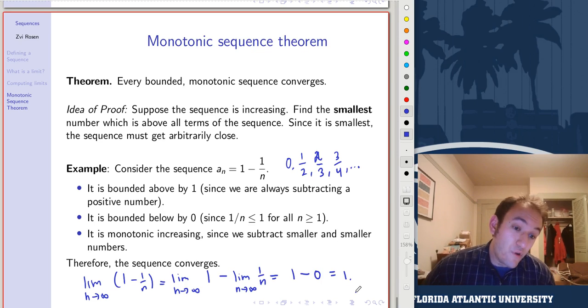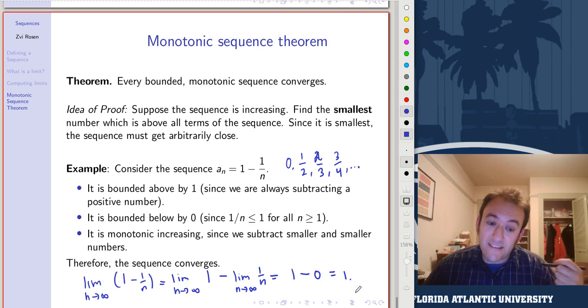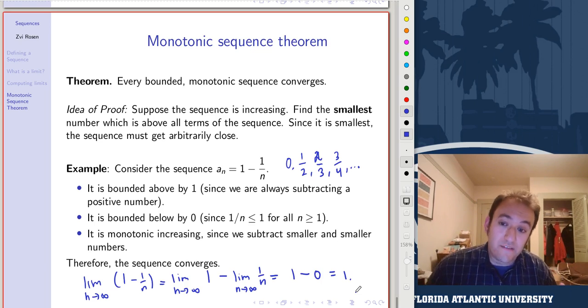But even without knowing the precise limit, I can be certain that the sequence converges based on the monotonic sequence theorem. There are cases where you aren't able to compute a limit, but the monotonic sequence theorem tells us that a limit does in fact exist, even if we can't compute it.